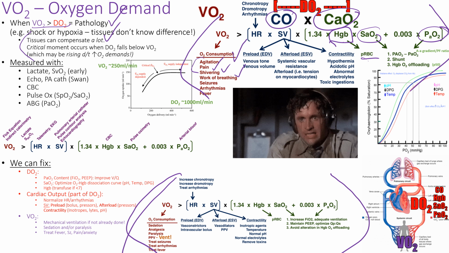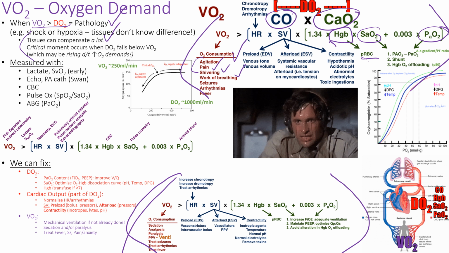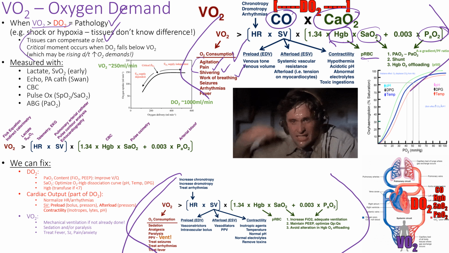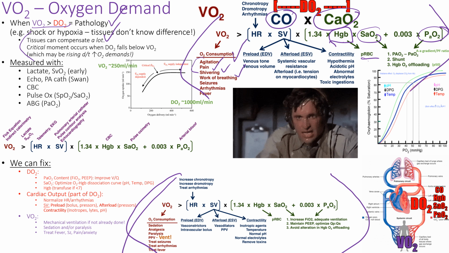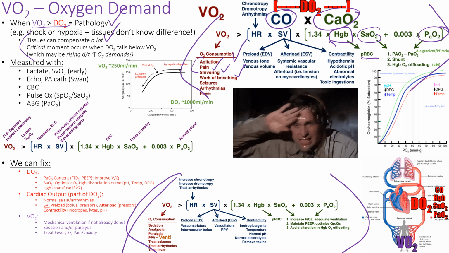Now tissues can compensate a lot. They can do a lot of things to try to fix the problem, but only up to a certain point, right? And when you're older in age, it's much, much harder to compensate, right? That's why, when our 80-year-old patient is breathing really, really fast, or has a heart rate of 140 for a long period of time, that's much worse than a 26-year-old patient with a heart rate of 140.